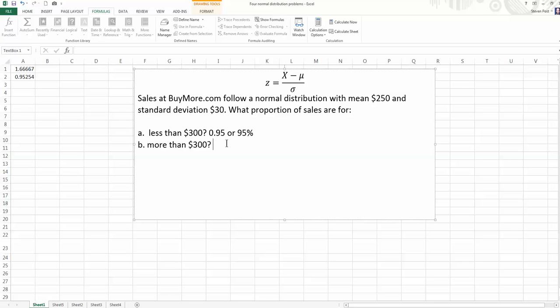And so, of course, if 0.95 or 95% are less than 300, then there must be 0.05 or 5% more than 300. So if you know the x, in this case the 300, and you want to find a proportion or percentage, calculate z, use norm.s.dist.